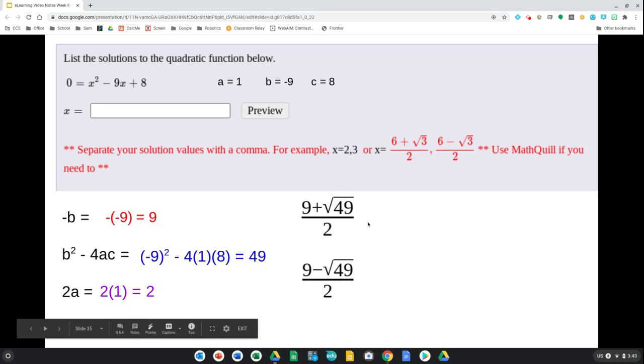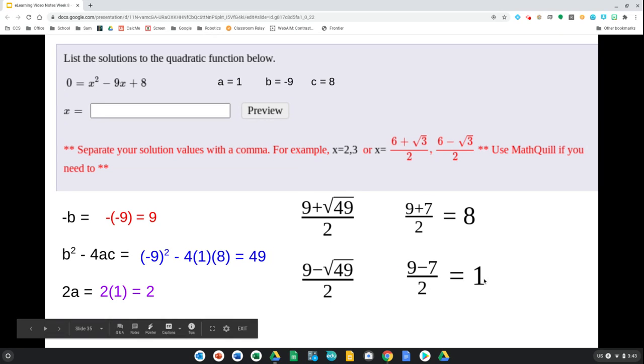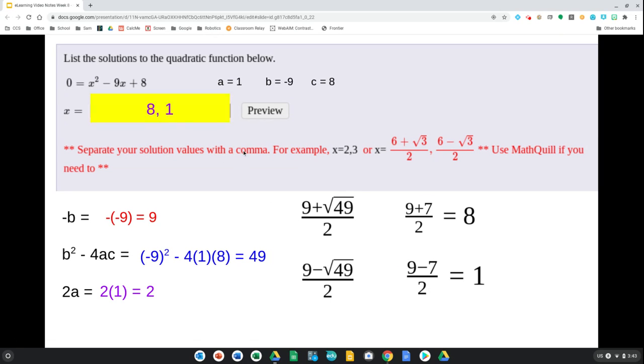The square root of 49 is just 7. So this first one would be 9 plus 7 divided by 2, which equals 8. And the second one would be 9 minus 7 divided by 2, which equals 1. So our answer would be 8 and 1 on that problem. If we replace the x's with 8s, we get 0. If we replace the x's with 1s, we get 0. And so we've found the solutions for that quadratic equation.